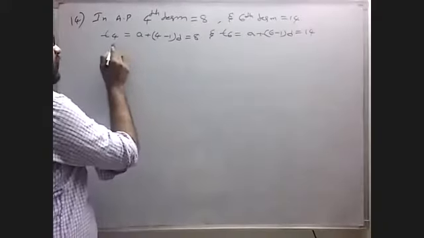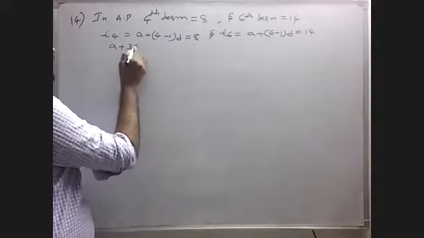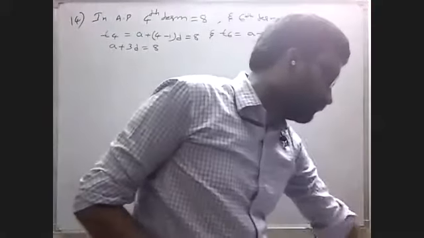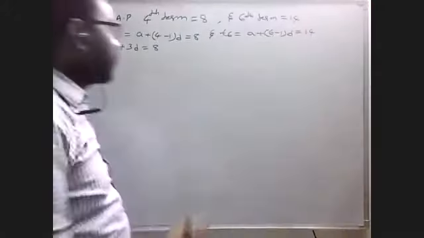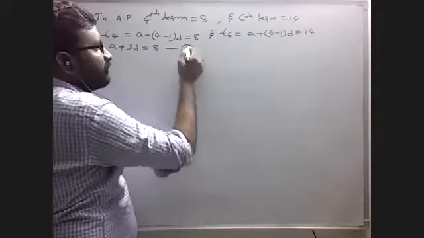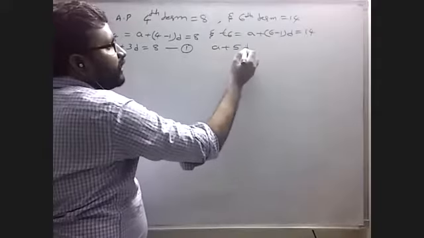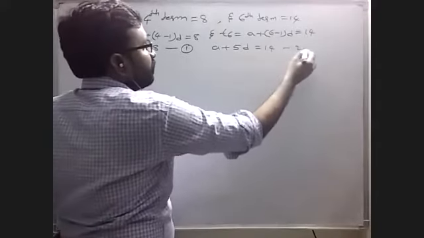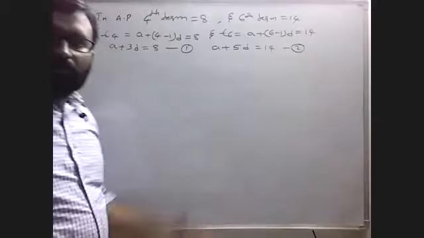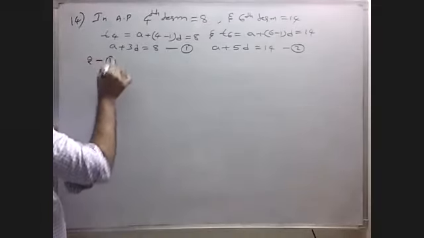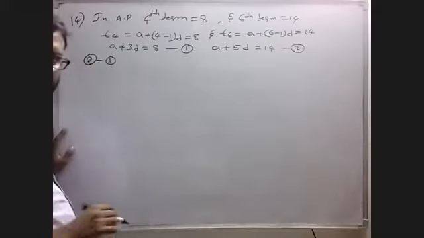Now I am writing A plus (4 minus 1) which is 3D, is equal to 8. This is equation number 1. And this is A plus (6 minus 1), which is 5D, is equal to 14. Equation number 2. Now solve these two. I am subtracting the second equation minus the first equation.